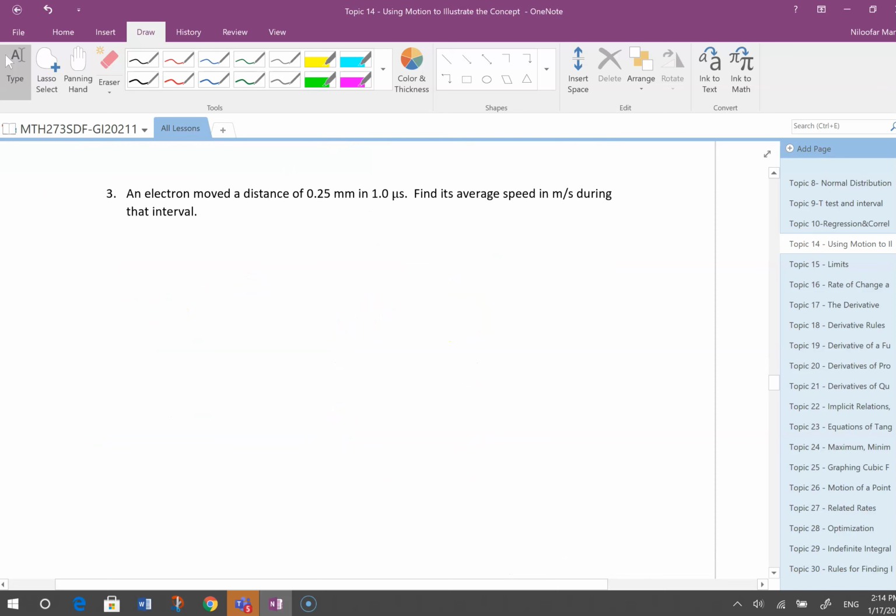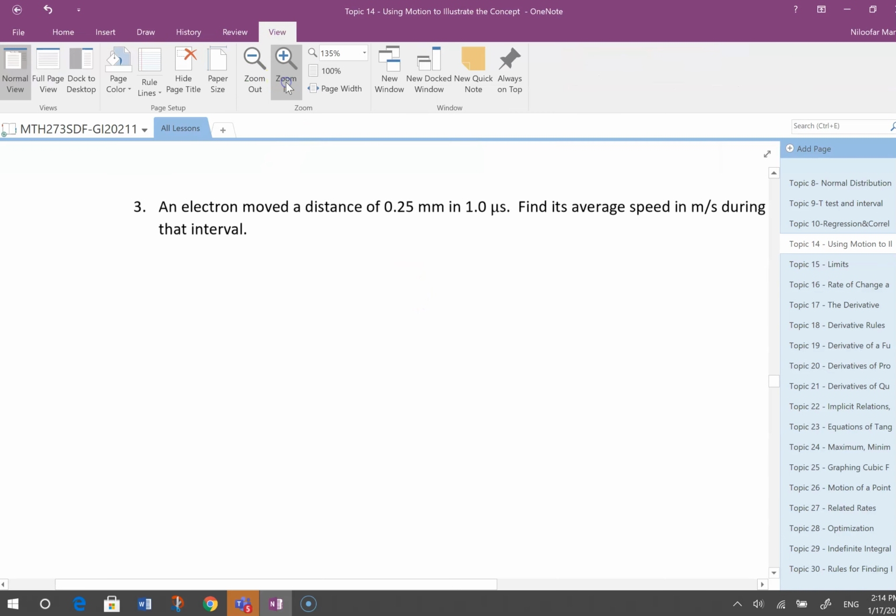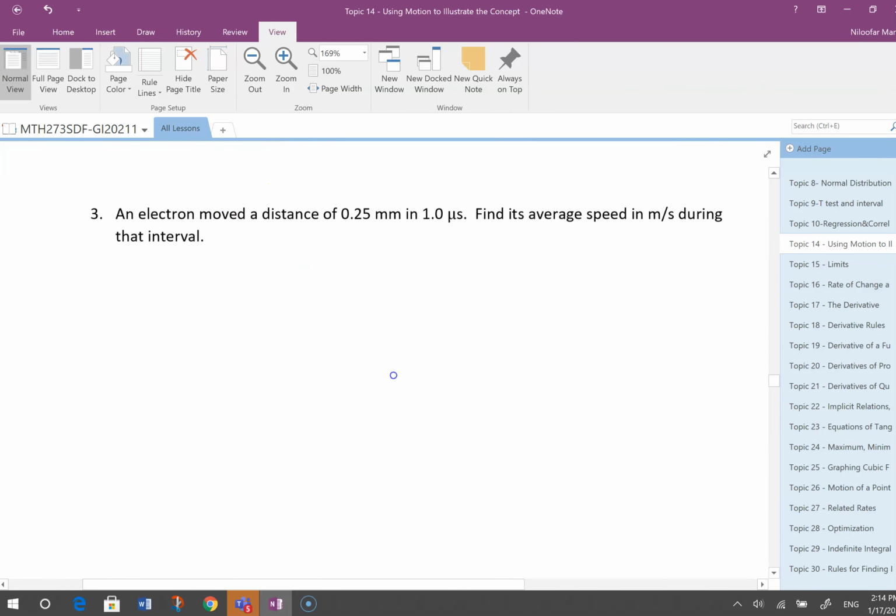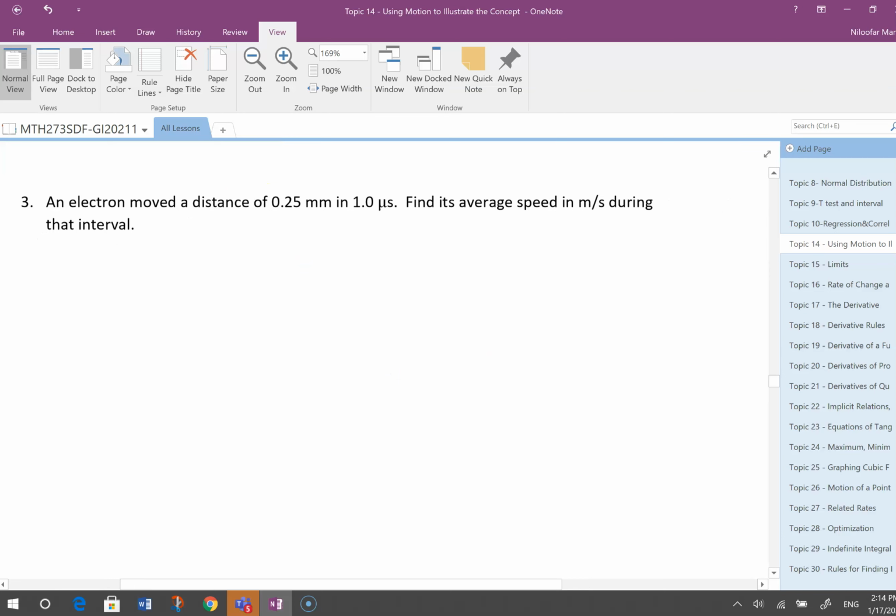Okay, so an electron moved a distance of this many millimeters in this time. So it means I have delta d over delta t. Delta means change in mathematics, so that's the symbol for change. For example, if you want to write it in a quiz or test, you can just write delta. We understand it. Okay, so find the average speed in meters per second.